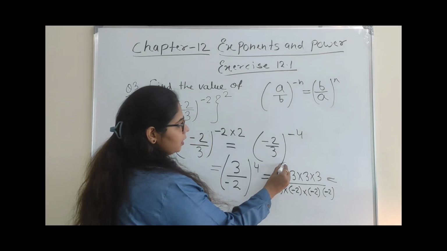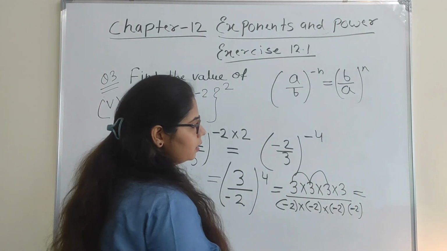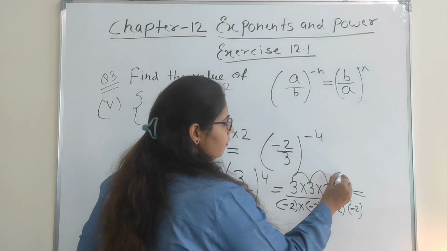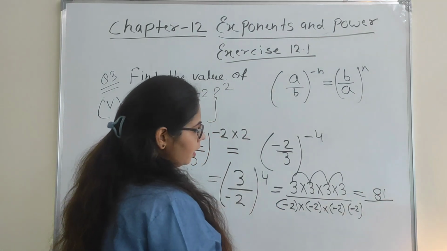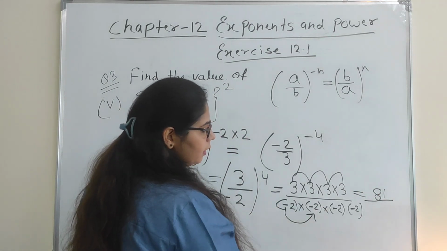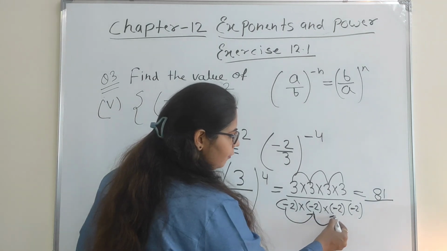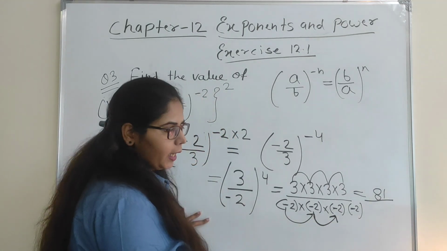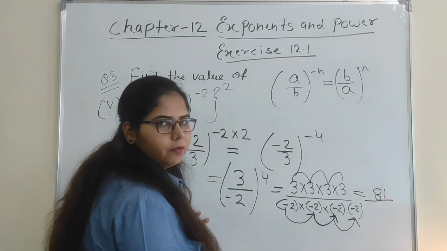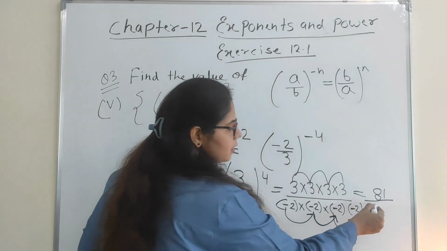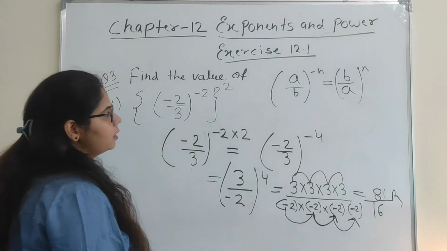Now 3 times 3 is 9, 9 into 3 is 27, 27 into 3 is 81. Negative 2 multiplied with negative 2 will give you positive 4. Positive 4 multiplied with negative 2 will give you negative 8. Negative 8 multiplied with negative 2 will give you positive 16. So the answer is 81 upon 16.